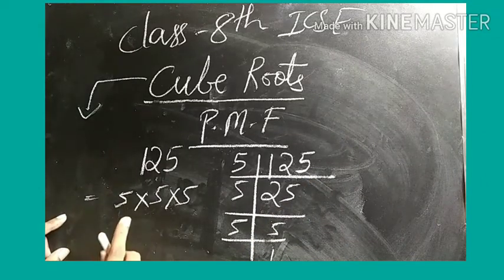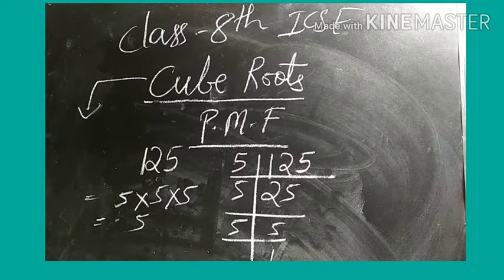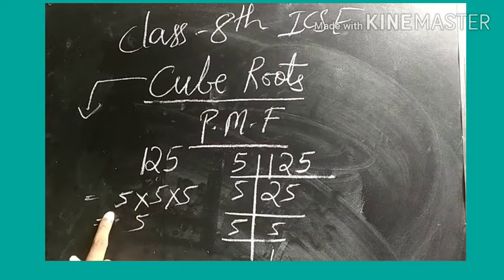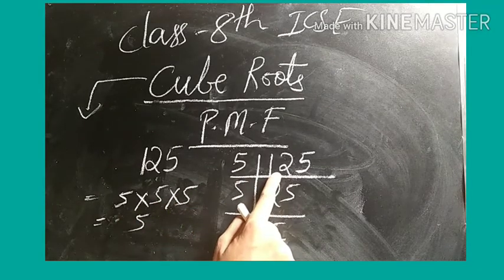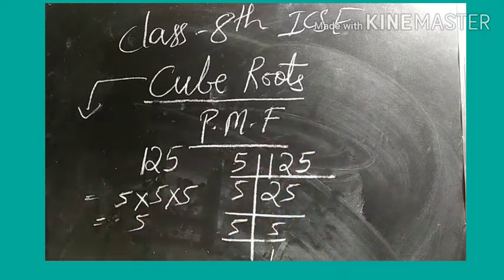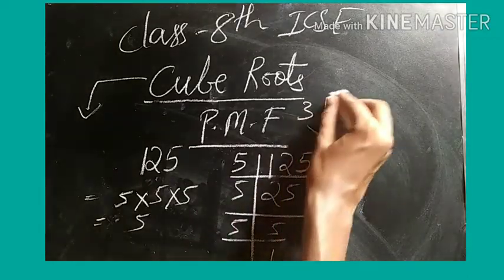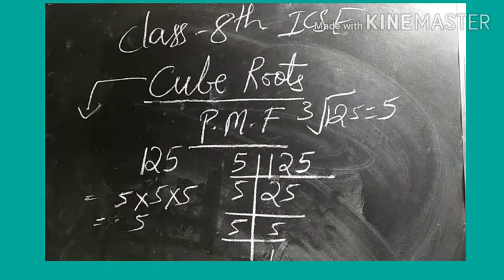Now how do we find the cube root? Out of these 3, we are only going to take 1, because you know what a cube root is: when the same number is multiplied 3 times, we pick up only one of them. So 5, when multiplied 3 times, gives 125. So we can say the cube root of 125 equals 5.